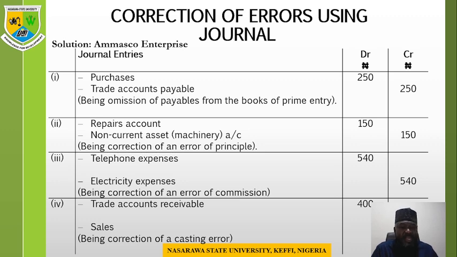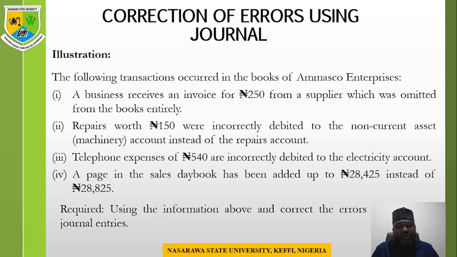error of commission. And then lastly, we have a page in sales daybook has been added up to 28,425 instead of 28,825, meaning from our sales daybook there is a problem, and the problem is that we have understated the value of our sales made on credit by 400 naira. How did we get the 400 naira? 28,825 minus 28,425 will give you exactly 400.